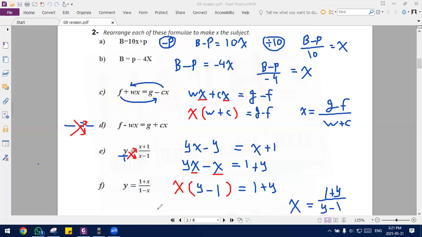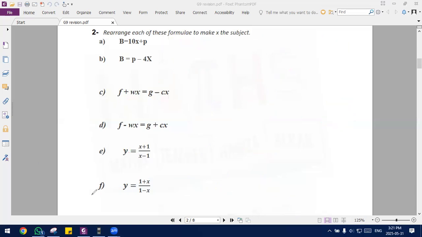Is it clear? If you have a question, ask me. So if you have x multiplied by something, you do the opposite to remove it, so you divide. Okay. It's similar to A, just you change the sign.